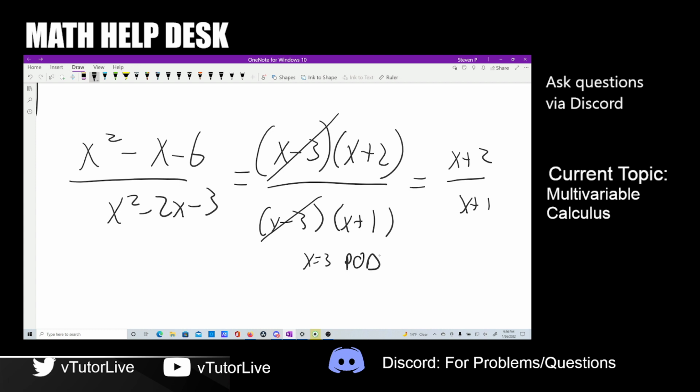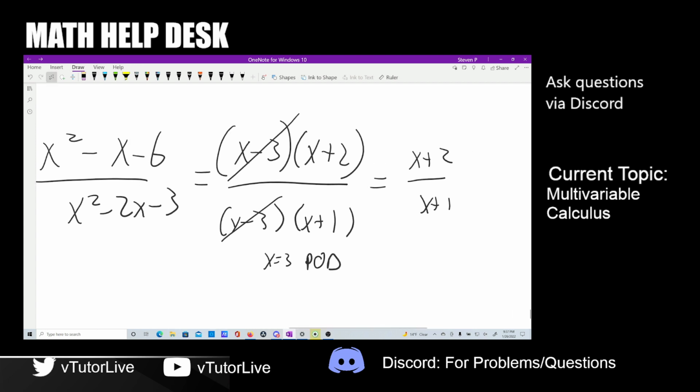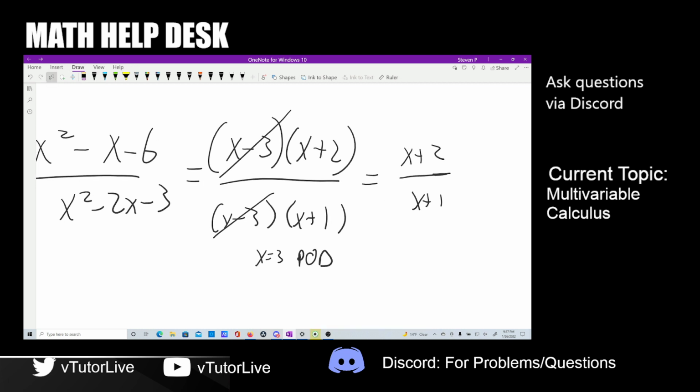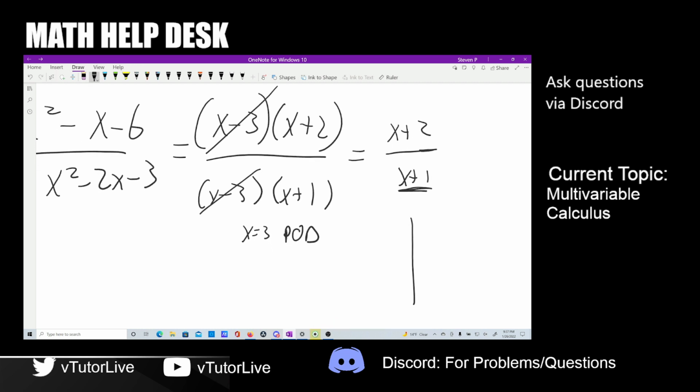POD means point of discontinuity. So if this is more or less the behavior of the function, at this point we can basically just look at the denominator to figure out what the vertical asymptotes are. We have to look at both the numerator and denominator to figure out what the horizontal ones are. So you can really do whichever one you want.